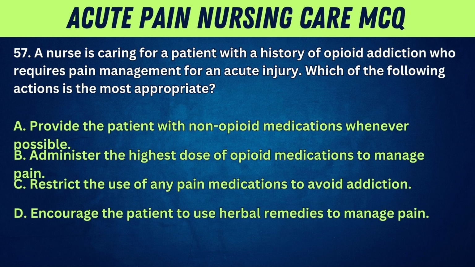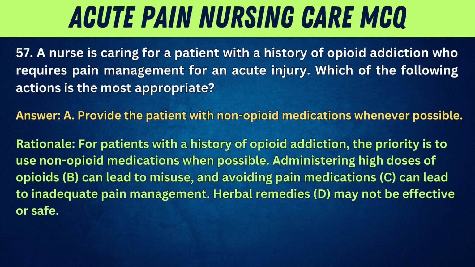57. A nurse is caring for a patient with a history of opioid addiction who requires pain management for an acute injury. Which of the following actions is the most appropriate? A. Provide the patient with non-opioid medications whenever possible. B. Administer the highest dose of opioid medications to manage pain. C. Restrict the use of any pain medications to avoid addiction. D. Encourage the patient to use herbal remedies to manage pain. Answer: A. Provide the patient with non-opioid medications whenever possible.